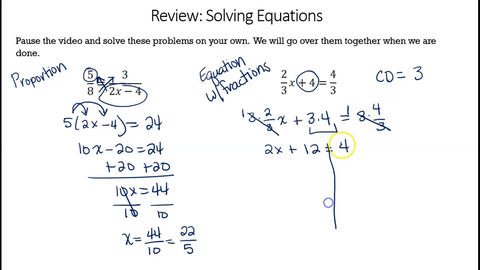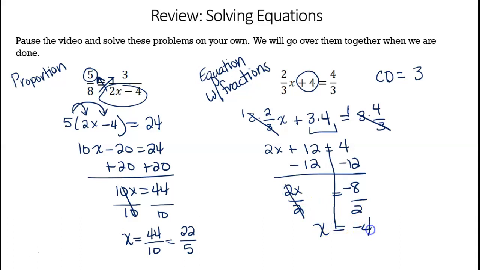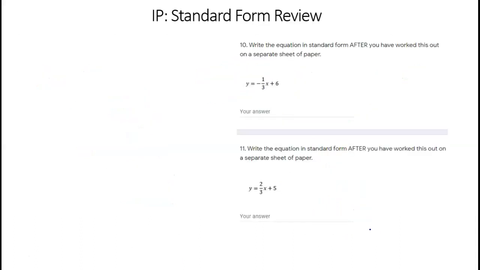Now this is, again, almost exactly like what we were working on the previous slide. Subtract 12 from each side. We get 2x equals -8. Divide both sides by 2. The 2's cancel out, and so x equals -4. Nice job.